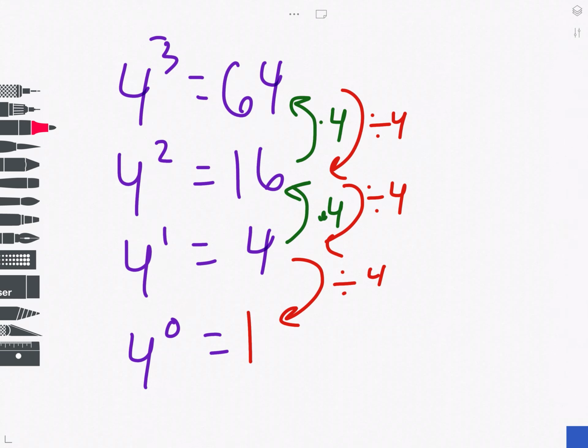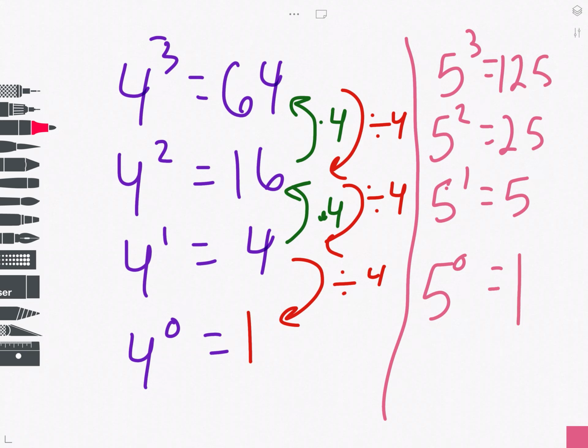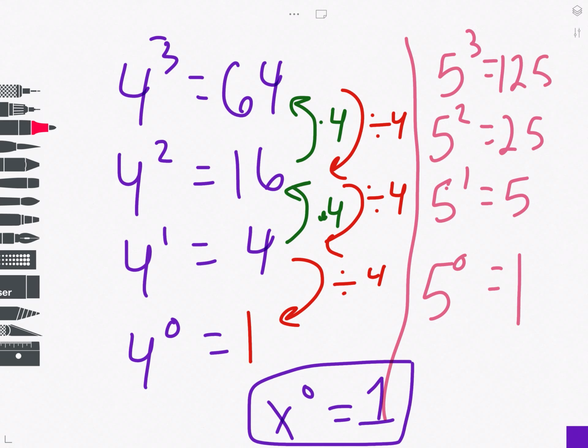Let's try that with a different number. Somebody pick a number for me. I'm just kidding. Let's try 5. So 5 cubed is 125. 5 squared is 25. 5 to the first would be 5. If we keep dividing by 5, 5 to the 0 is equal to 1. So hopefully you've noticed the pattern there. Any number to the 0th power is equal to 1. That's kind of your first exponent rule.